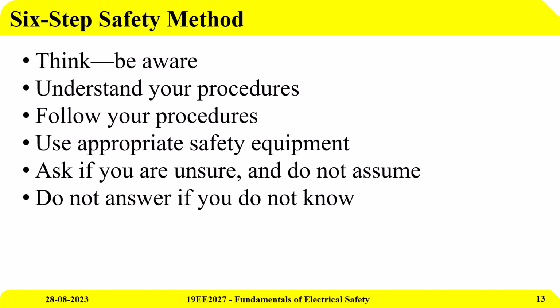Now we will look at the 6 safety methods. What are the 6 safety methods which we need to follow for a safe operation? First one is think, be aware. Second one is understand your procedures. Third one is follow your procedures, use appropriate safety equipment, and ask if you are unsure and do not assume. And the last one is do not answer if you do not know. We'll see one by one.